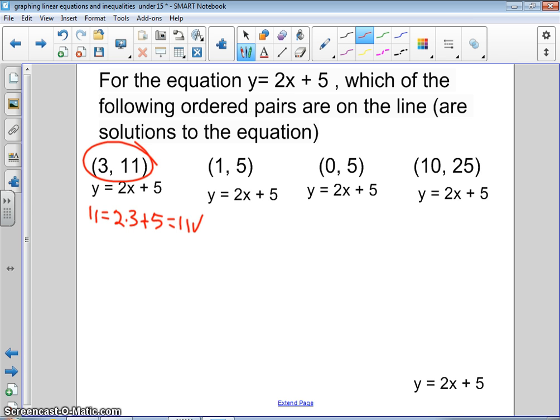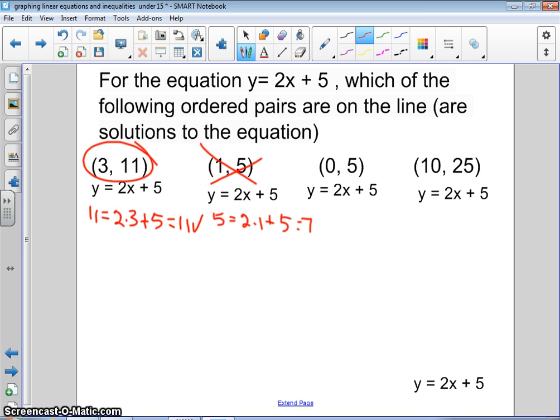We do the same thing right here. We're going to put 5 in place of y. We're going to put 1 in place of x. And 2 times 1 is 2. 2 plus 5 is 7. 7's not equal to 5. I'm sorry, you fail. We'll do the next one.